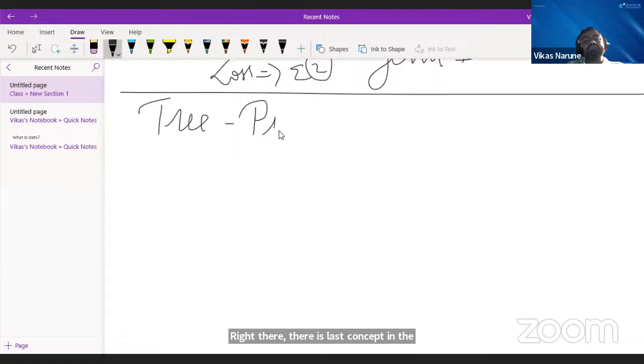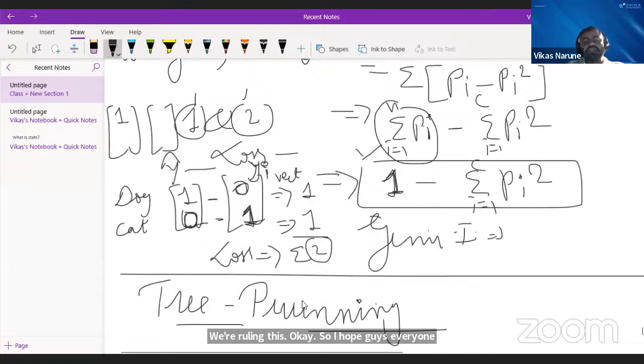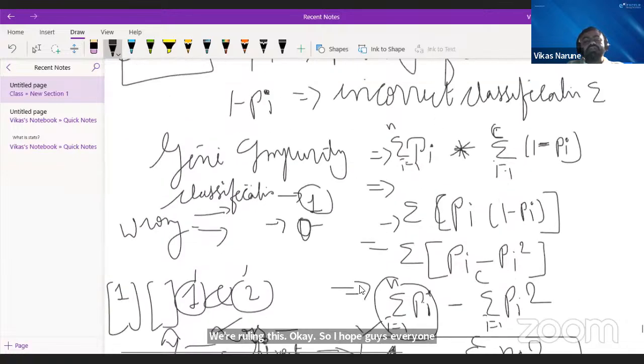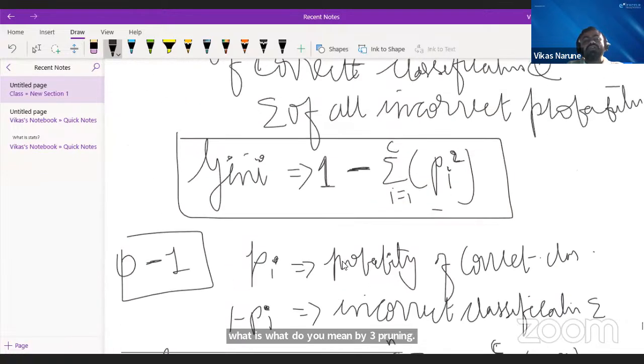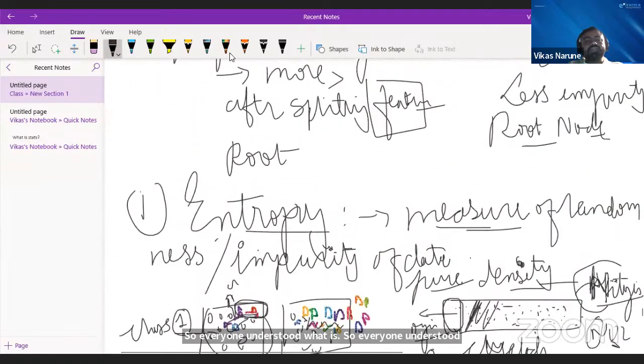So guys, the last concept in the decision tree that we have to understand is something called tree pruning. Tree pruning, guys. I hope everyone understood, before we try to understand what tree pruning is, what Gini impurity is, and what entropy is, and based on the entropy we try to calculate.